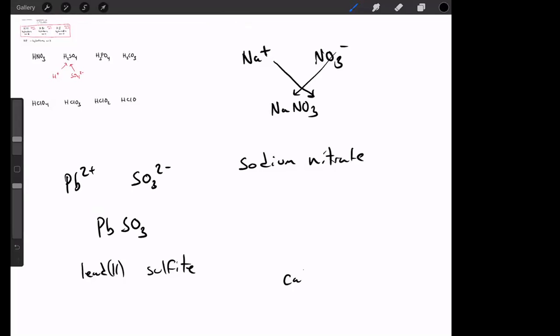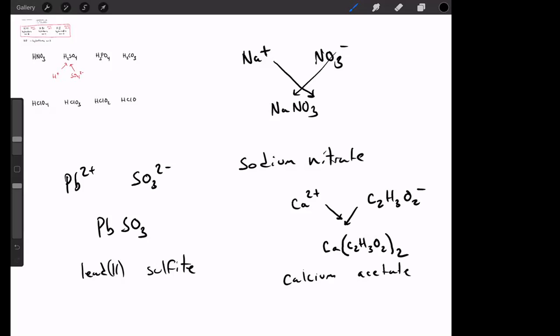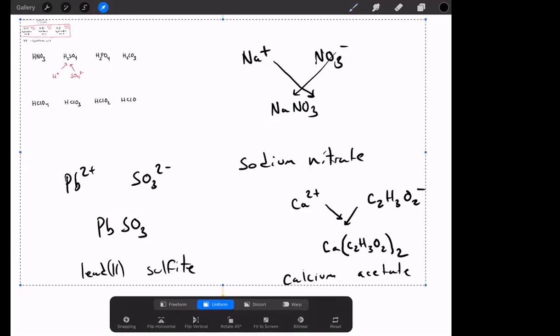What about calcium acetate? So the calcium ion is Ca2+, acetate is C2H3O2-, and you see that I need 2 acetates to balance the 1 calcium. So the only difference is because it's a polyatomic ion, I'm going to put it in parentheses and then tell the reader that I need 2 of them. That's the only new thing. So the only new thing is that we're going to use parentheses around polyatomic ions.